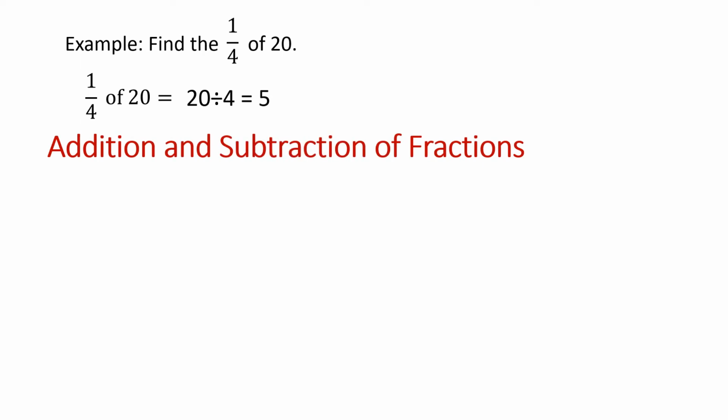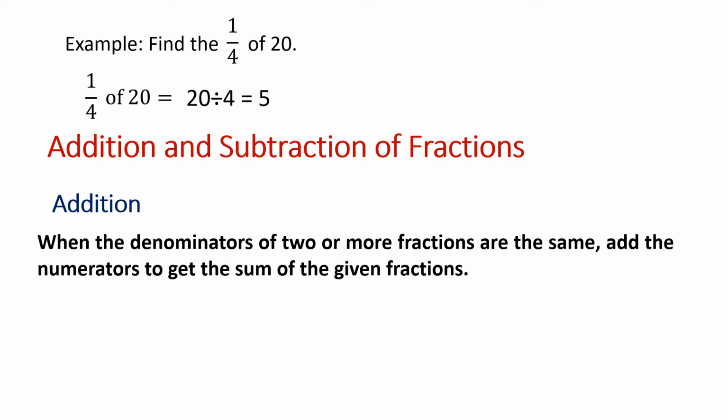Now addition and subtraction of fractions. First we are going to learn about addition. When the denominators of 2 or more fractions are the same, add the numerators to get the sum of the given fractions. So for finding the sum of 2 fractions, first we have to check whether the denominators are equal. If the denominators are equal, then we keep the denominator the same and only add the numerators.